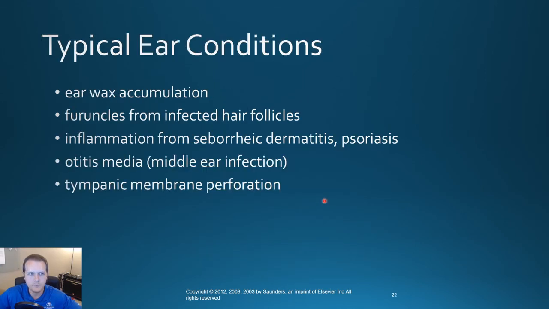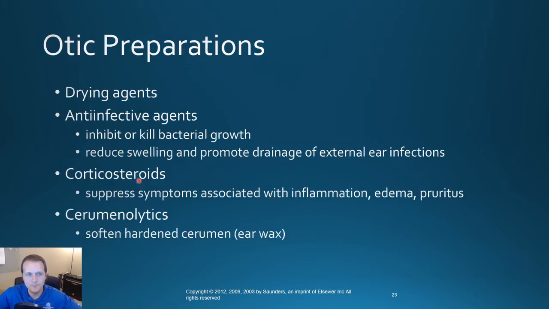Now, typical reasons why patients will show up to the clinic or the ER for ear complaints include things like earwax accumulation. Another name for earwax is cerumen that can build up in the ear canal. Things like furuncles that can come about from infected hair follicles, inflammation. Otitis media is a very frequent cause for kids coming into the ER. And then it could be for things like tympanic membrane perforation.